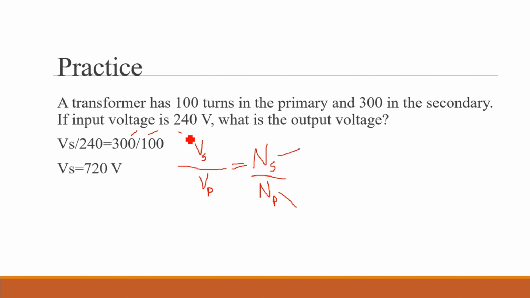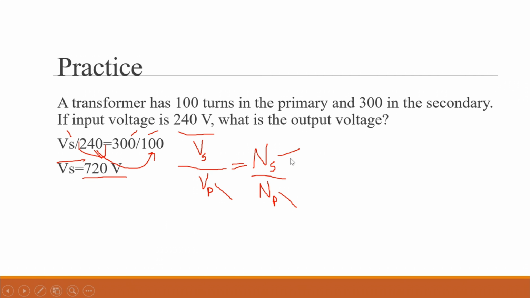If input voltage is 240, input means primary voltage, which is 240. What is the output voltage? Vs is not given, so we have to find Vs. So here Vs over 240 equals 300 over 100. When we shift it to the other side, we multiply 240 with 300 over 100. So our answer is 720 volt. So total output voltage is 720 volt.